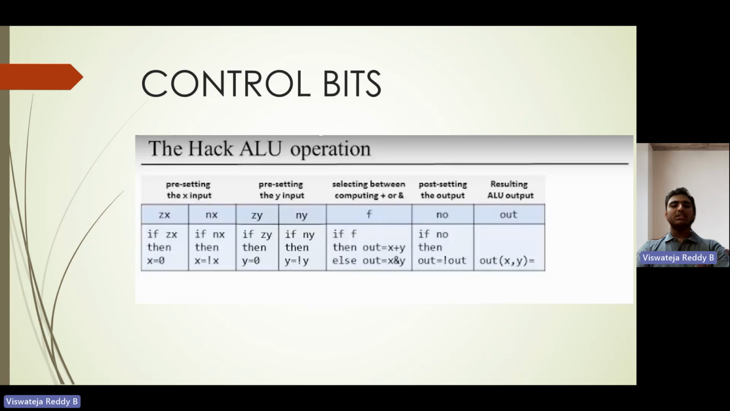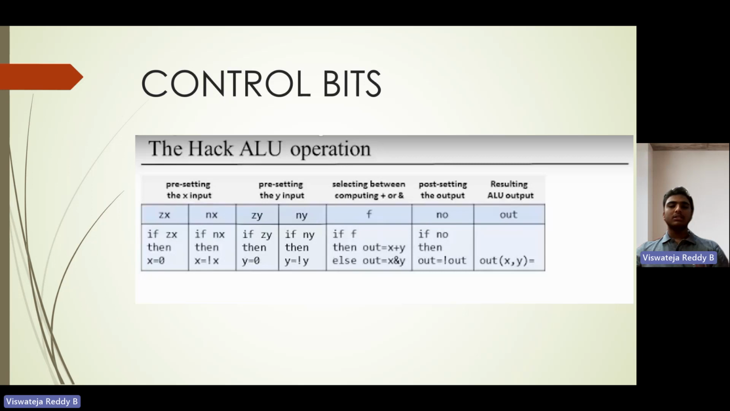If ZX, then X is equal to 0. If NX, then X is equal to not X. If ZY, then Y is equal to 0. If NY, then Y is equal to not Y. If F, then out is equal to X plus Y, else out is equal to X and Y. If NO, then out is equal to not out, the out of X and Y.